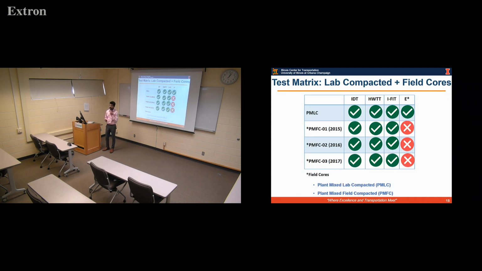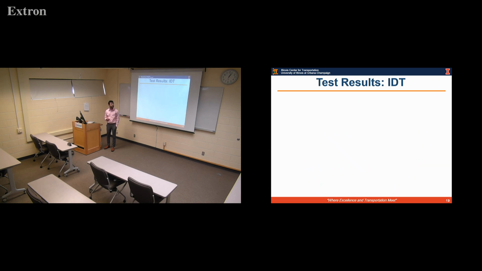So the typical test matrix for this particular study was to test lab compacted plant mixes for IDT, Hamburg, IFIT, and E-star, while for the field cores, we have to exclude the E-star because of the specimen dimensions and the availability of the size we have for the field cores. Let's jump on to the test results.